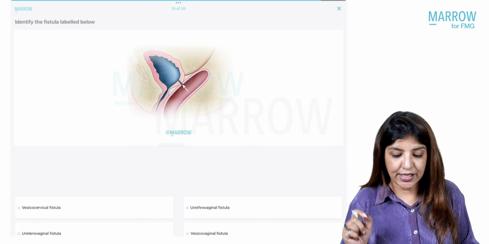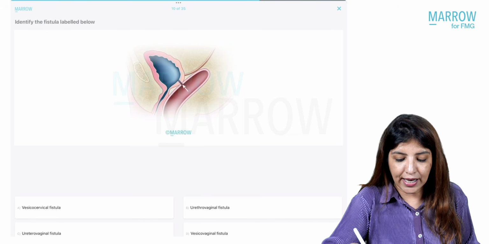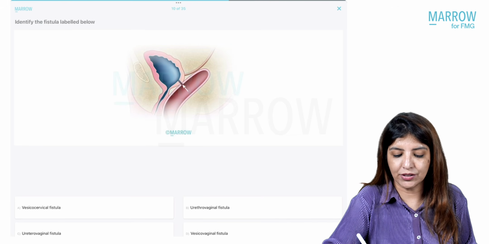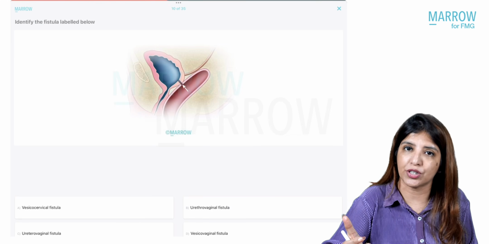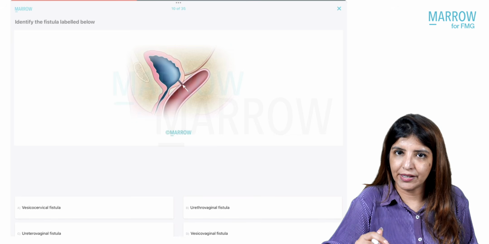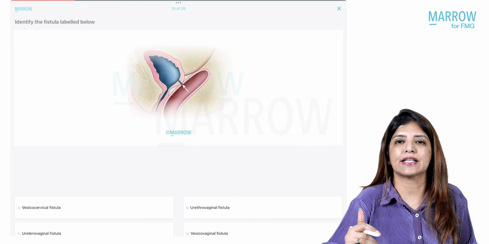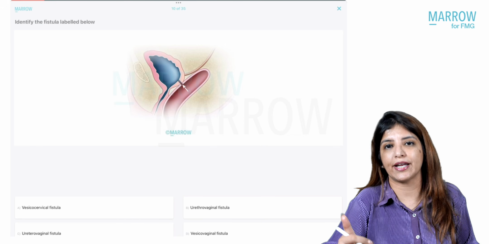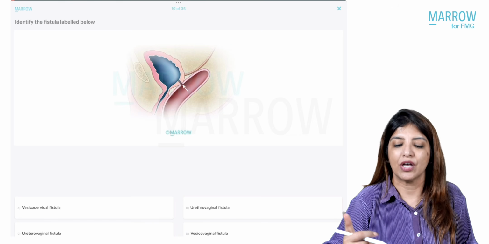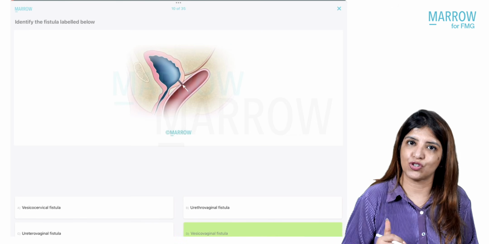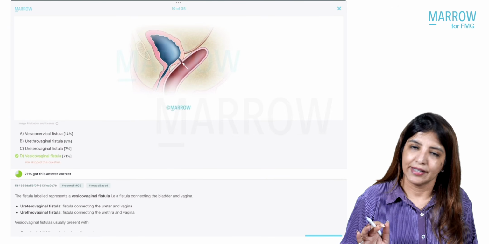The next question is: identify the fistula below. Now in this image, what can you see? You are seeing this tube-like structure, which is the ureter, right? Then you are seeing the bladder, and just behind the bladder you can see the vagina. And this fistula is connecting the bladder to the vagina. So any fistula which is connecting the bladder to the vagina is a vesicovaginal fistula, right? So this over here is a vesicovaginal fistula. Clear to all of you?